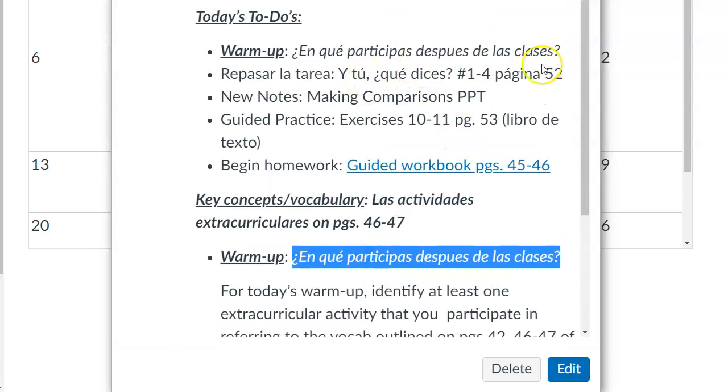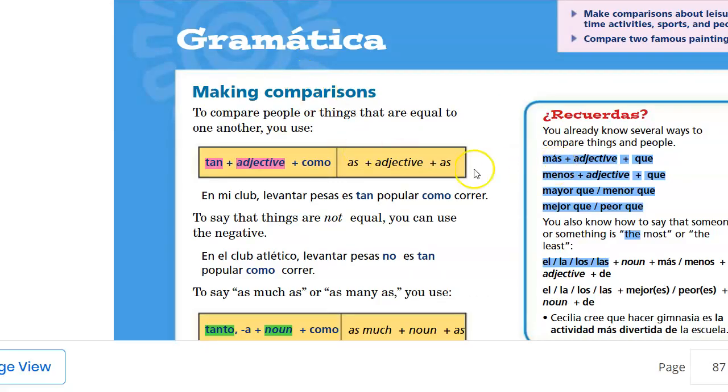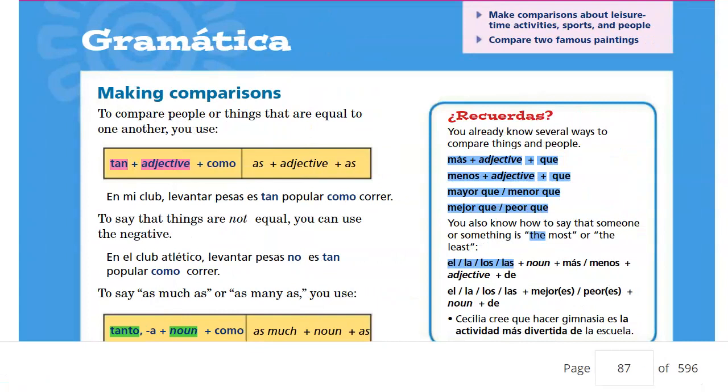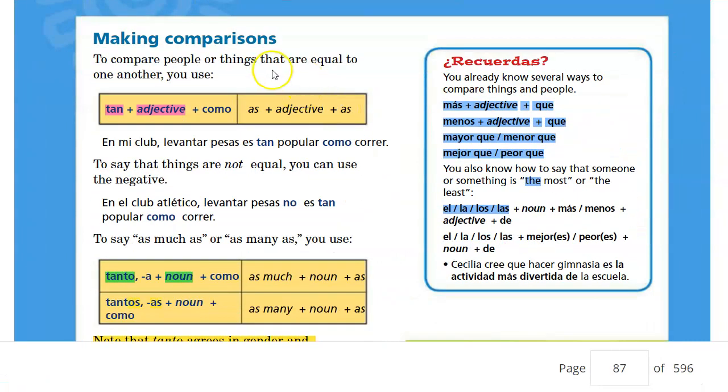All right, and then next we're going to head to page 53 to go over new notes on making comparisons of equality and also of inequality. To compare things that are similar or equal to one another, we use two different equations. The first one uses an adjective in the middle with tan and como on either side. For example, levantar pesas es tan popular como correr.